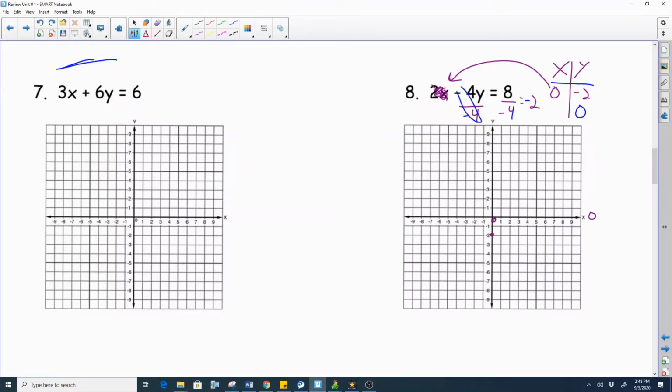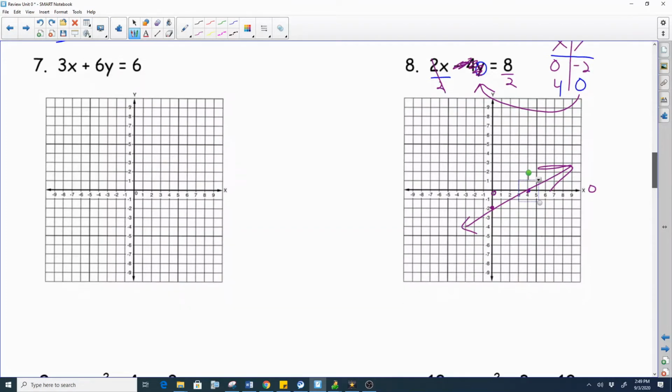That is our y-intercept. Now we're going to do the same thing, but this time we use y as 0. So this whole thing goes away, and now we just divide by 2. 8 divided by 2 is 4. So x equals 4. And so there's our graph. That's how you do it in standard form.